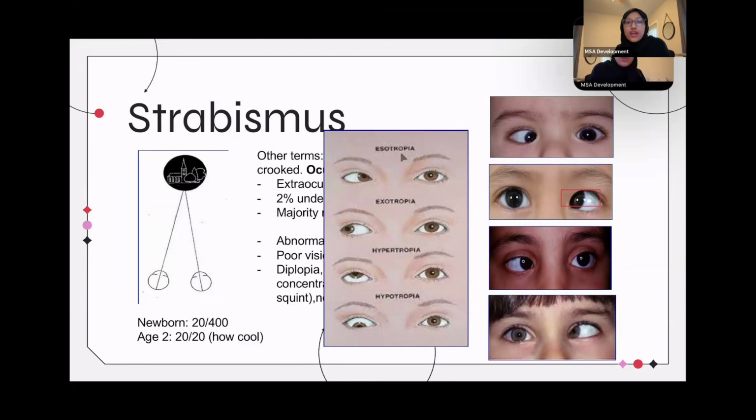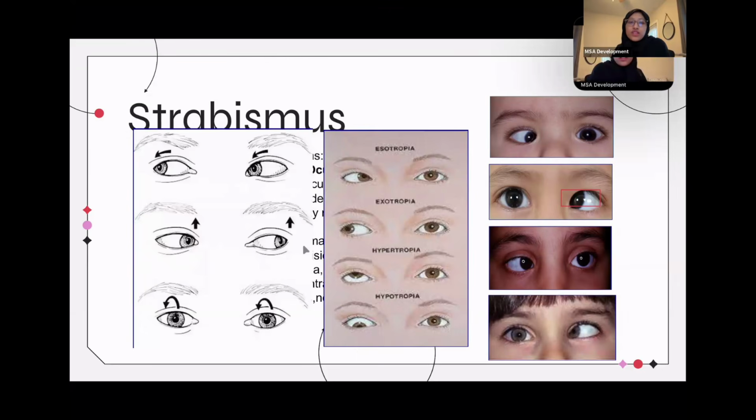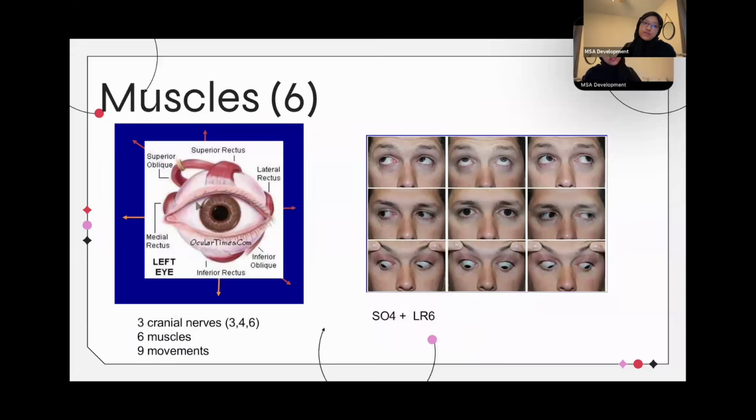So we have esotropia, which is converging, exo is diverging, hyper is upwards, hypo is downwards. And then it's important to differentiate from nystagmus, which is repetitive motion of the eye. So it's like a tick, okay? So horizontal nystagmus, vertical nystagmus, rotational nystagmus. So it's not the same as misalignment of the eye or vision. It's more of ticks. That is nystagmus.